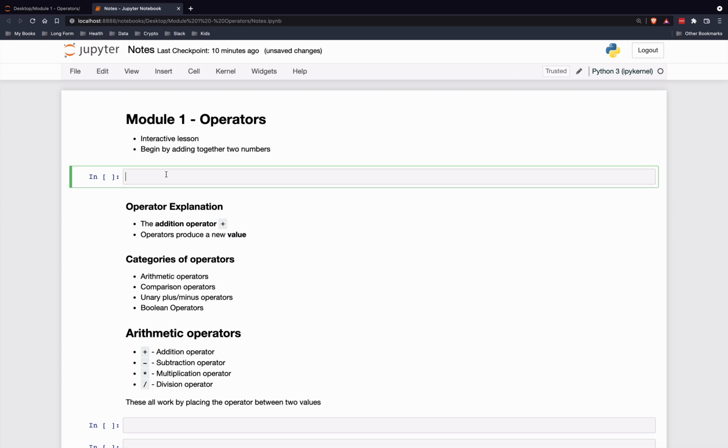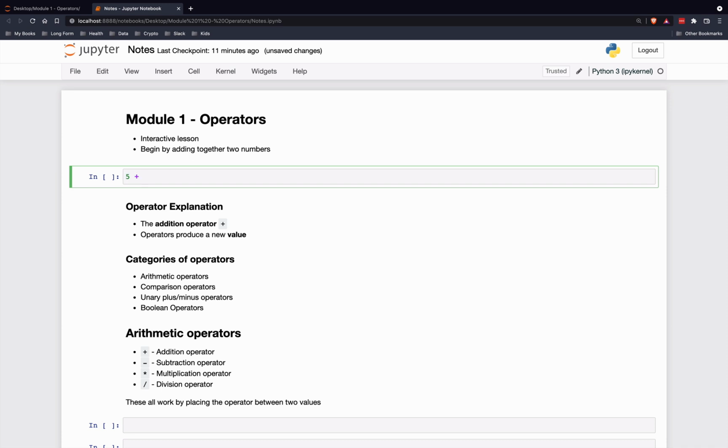Welcome to the first lesson from Module 1, Operators. As a reminder, this is an interactive lesson, so I expect you to follow along by having this notebook open so that you can pause the video, write in the code, and also explore different types of code as you are listening.